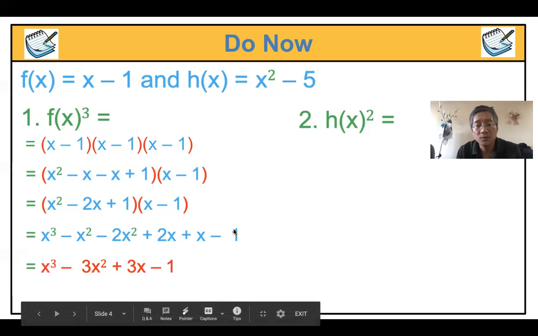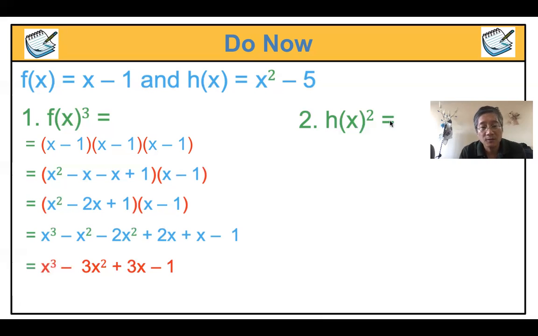Let's do this one. H of x squared. So as you know, it is x squared minus 5, squared. Squared means you multiply it by itself twice. So x squared minus 5 times x squared minus 5. And it will FOIL, but look at the powers. Be careful with the exponent.